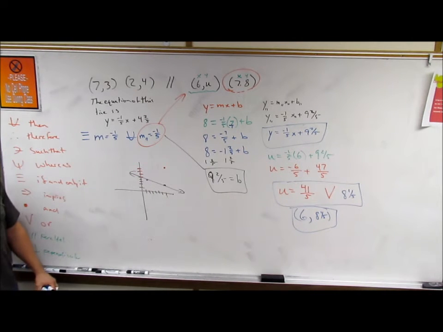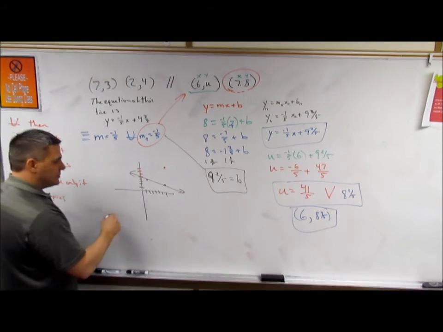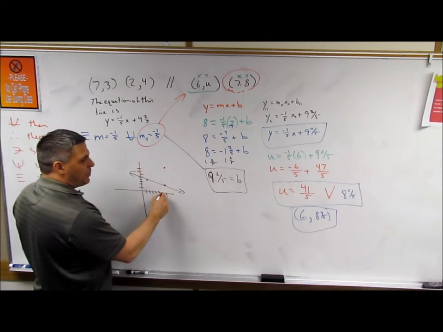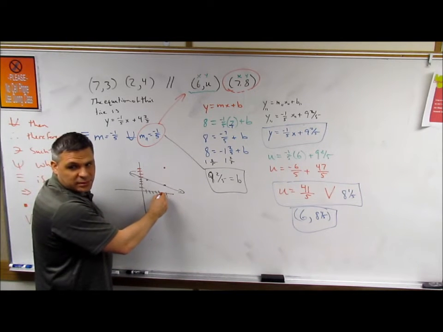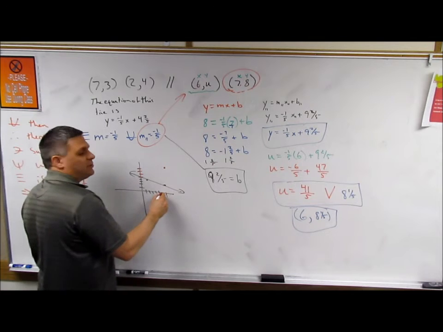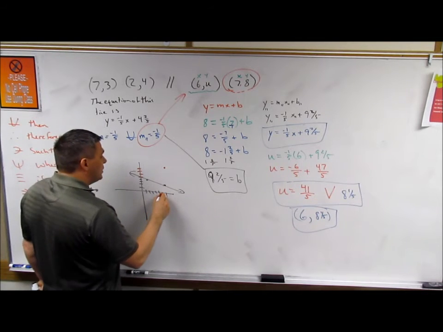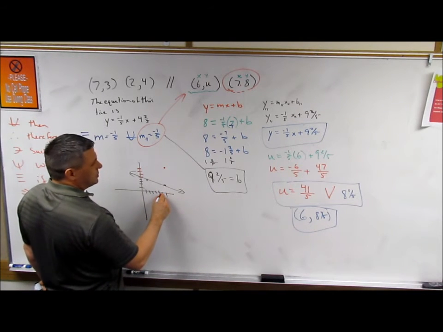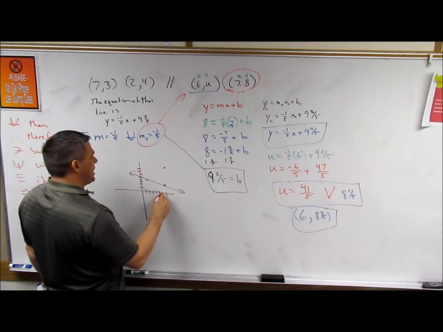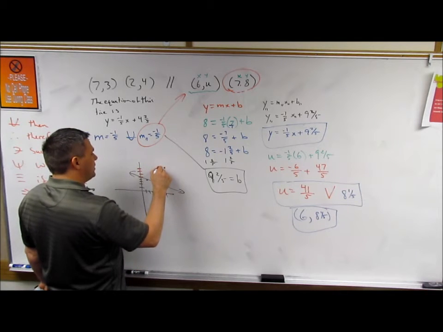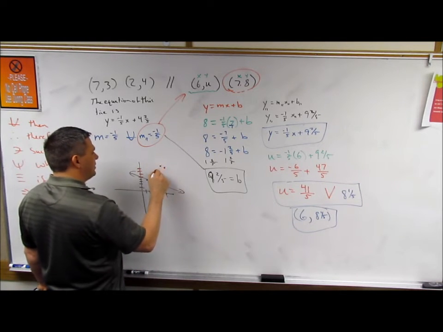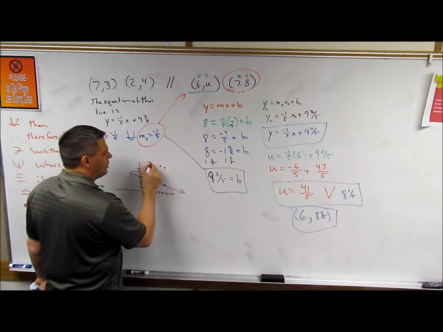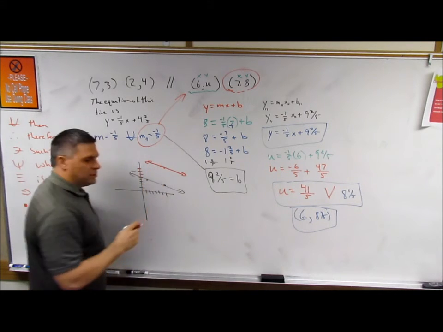Okay? And then the point we found was 6 and 8 1/5. The other one was 7, 8, so 8 1/5 is going to be like that. So, see how that's parallel?